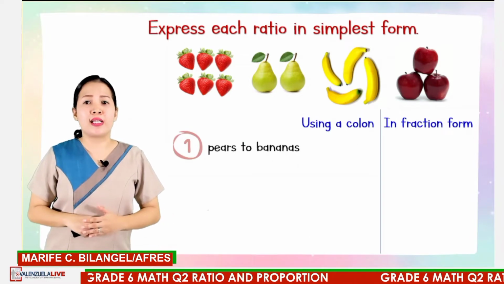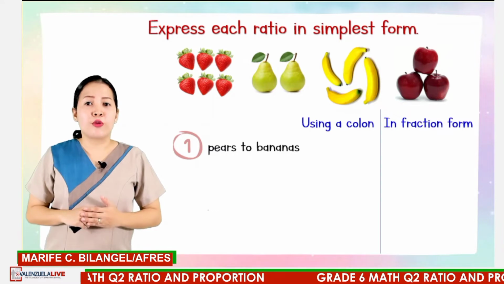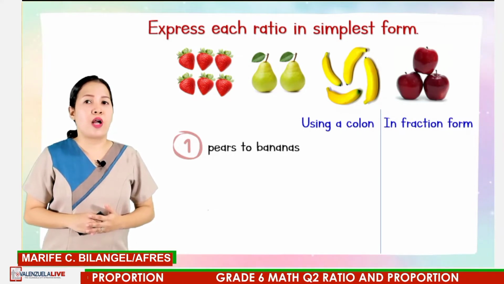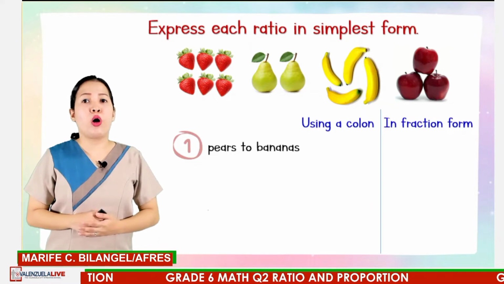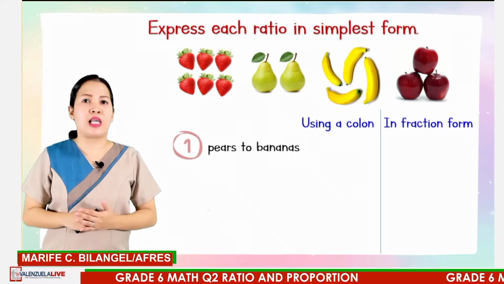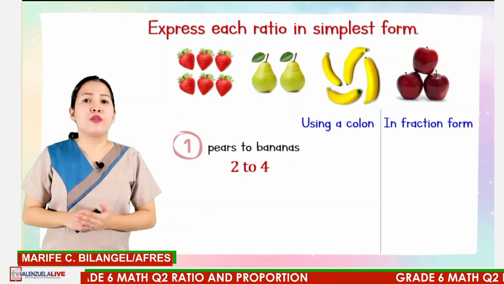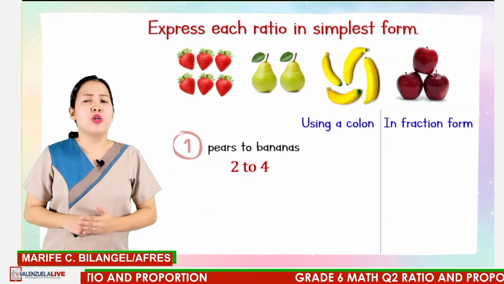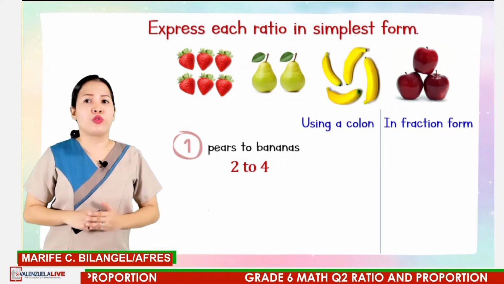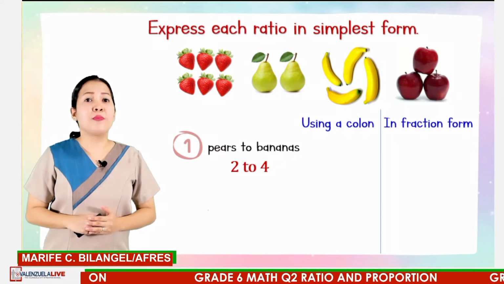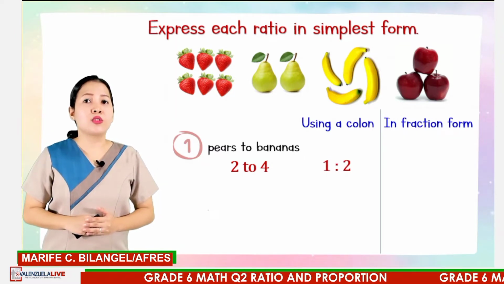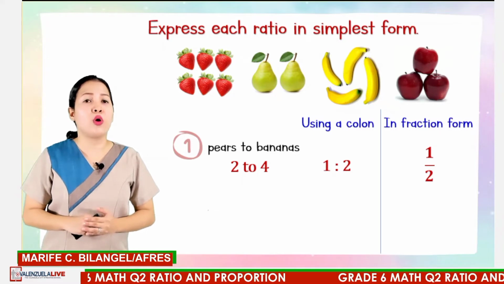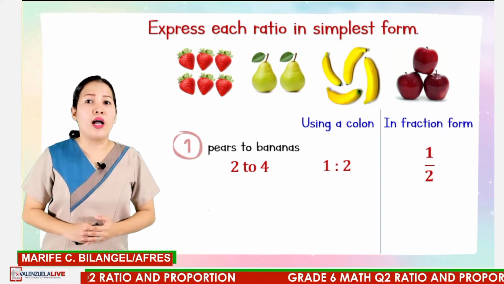Ratio can also be expressed in simplest form. Let us express the ratio of each pair of fruits in simplest form by using a colon and by writing it in fraction form. So let's have first the ratio of pears to bananas. As you can see, we have 2 pears and 4 bananas. But according to the direction, we have to express it in simplest form. So what do you think is the simplest form of 2 to 4? Right. Its simplest form in colon is 1 colon 2, or it is read as 1 to 2. In fraction form, it is written as 1 over 2, or it is also read as 1 to 2.